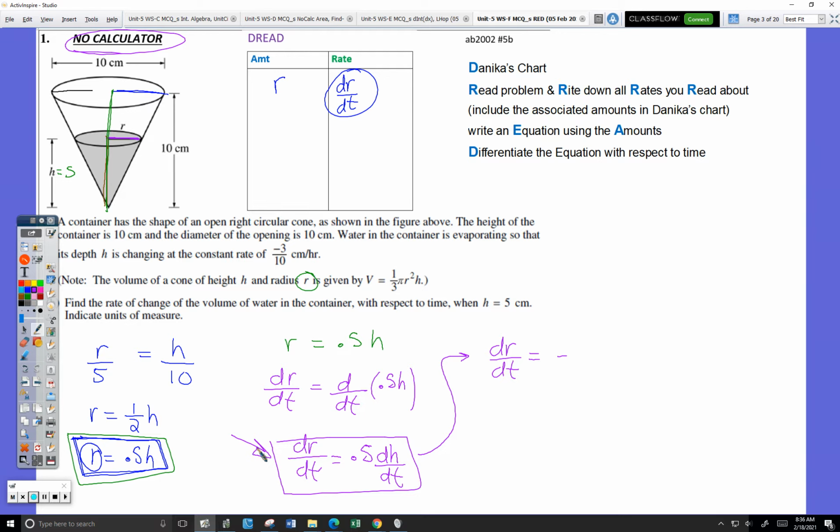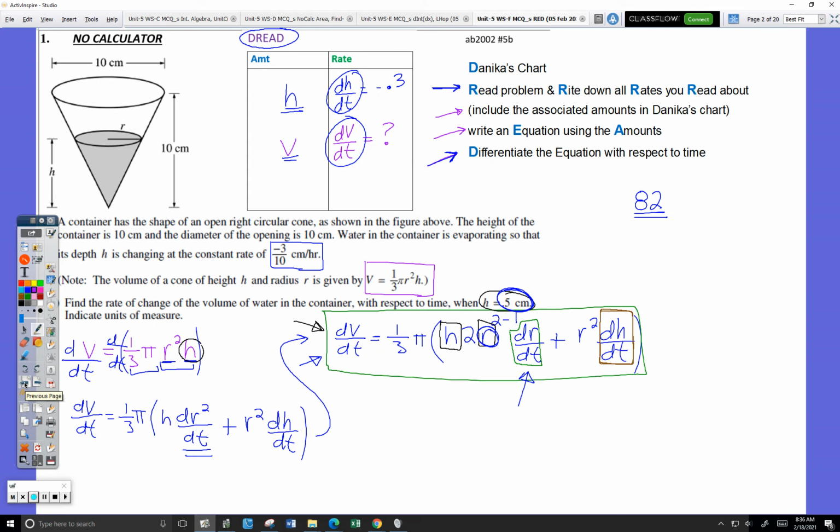I have a better plan. It's an FRQ. I don't need to do computations. I just need to plug stuff in. So I'm going to write dV/dt equals 1/3 pi, parenthesis, the height is 5, multiplied by 2. The radius is 2.5, that has to be squared.